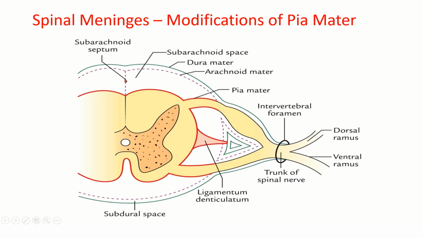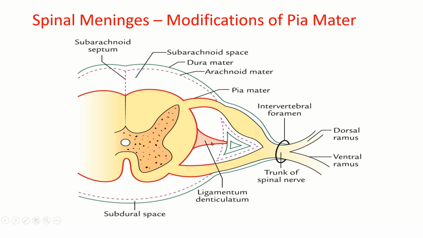Now you can see here this is the subarachnoid septum, connecting the dorsum of the spinal cord with the arachnoid mater, and here the pia mater will give an extension into the anteromedian fissure. The point from where that extension begins will be the linea splendens, and here you can see the ligamentum denticulatum.